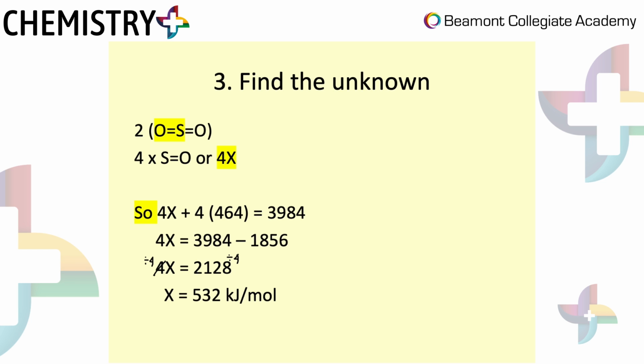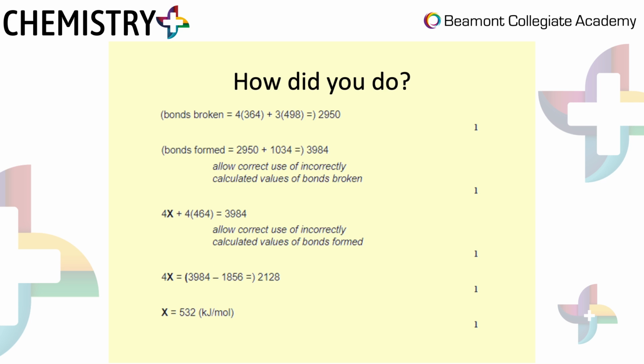How did you do? Have a look at the mark scheme. There we go. So again, marks given for bonds broken, marks given for bonds made. Marks given for putting those bits of information into the equation and then rearranging to find 4x. And then finally, marks given to find x alone. A tough 5-mark question there.